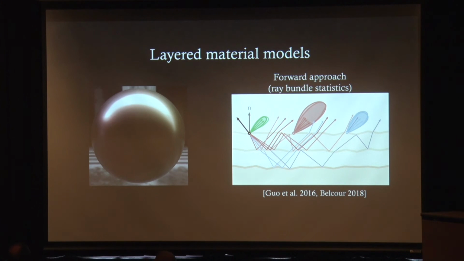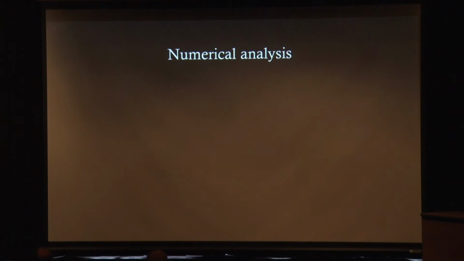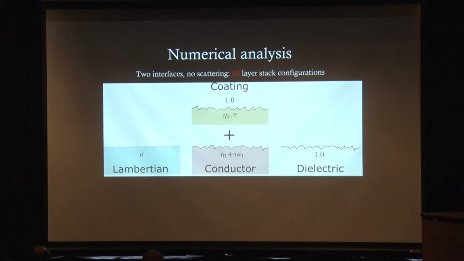To figure that out, we conducted a numerical analysis. We consider layered materials made of only two interfaces, with a medium in between that can be absorbing but not scattering, because there is not yet any good model for dealing with scattering in layered materials. In total, we obtained 60 different test materials constructed like this. On top we have a coating that can be rough and colored, that we add either to a base Lambertian or diffuse material, which gives plastics, to a base conductor material, which gives metals, and to a base dielectric material with air at the bottom, which gives transparent slabs.